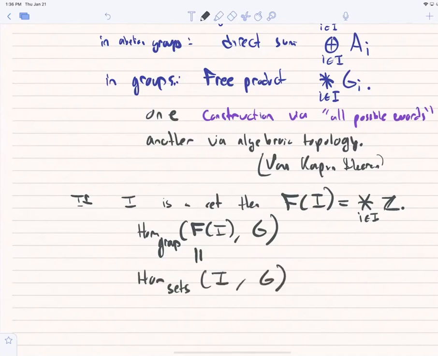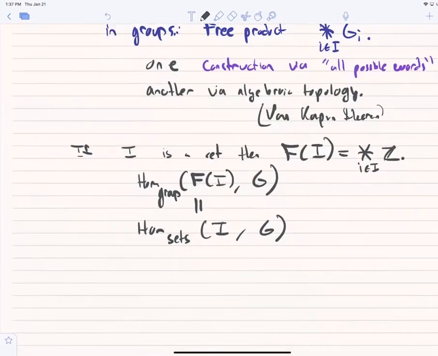To set the underlying set of G. So this is just unwinding the definition, like unwinding the universal property of the free product. Giving a map from Z to a group is just giving an element in that group. And then you're doing that, you're giving an element of the group for every index in your index set I.